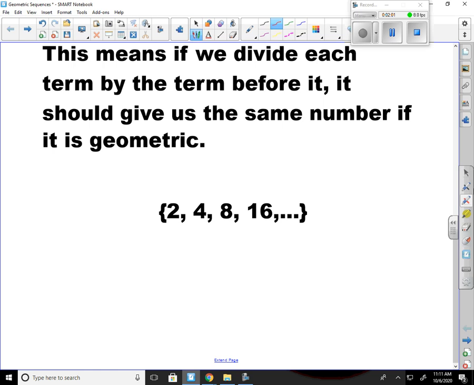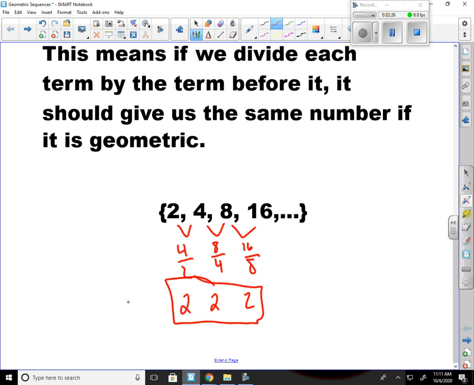So if I have this sequence, 2, 4, 8, 16, then to see if I can find a common ratio, I just do 4 over 2, 8 over 4, and 16 over 8. 4 divided by 2 is 2, 8 divided by 4 is 2, and 16 divided by 8 is 2. They're all the same number, so this is a common ratio. This would be a geometric sequence.